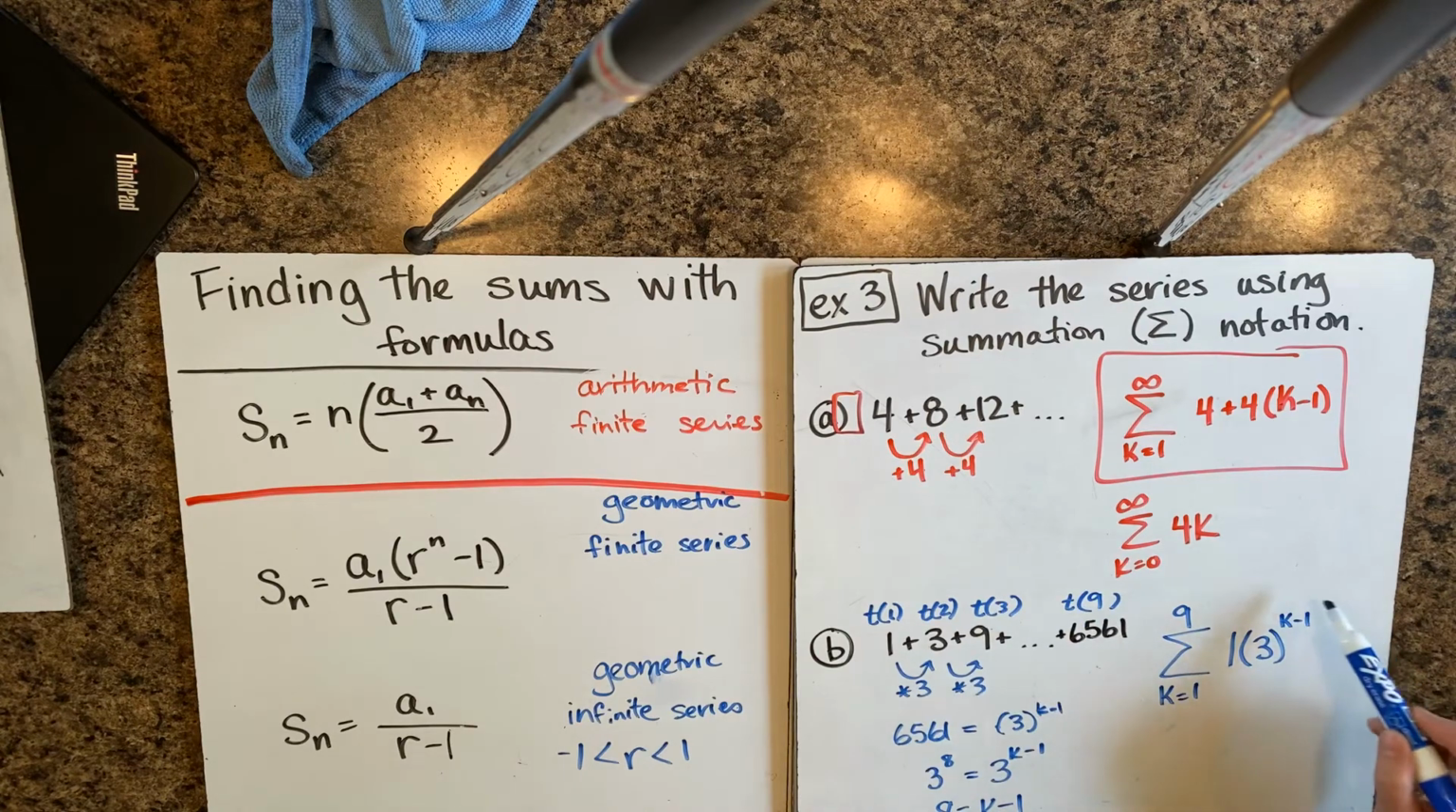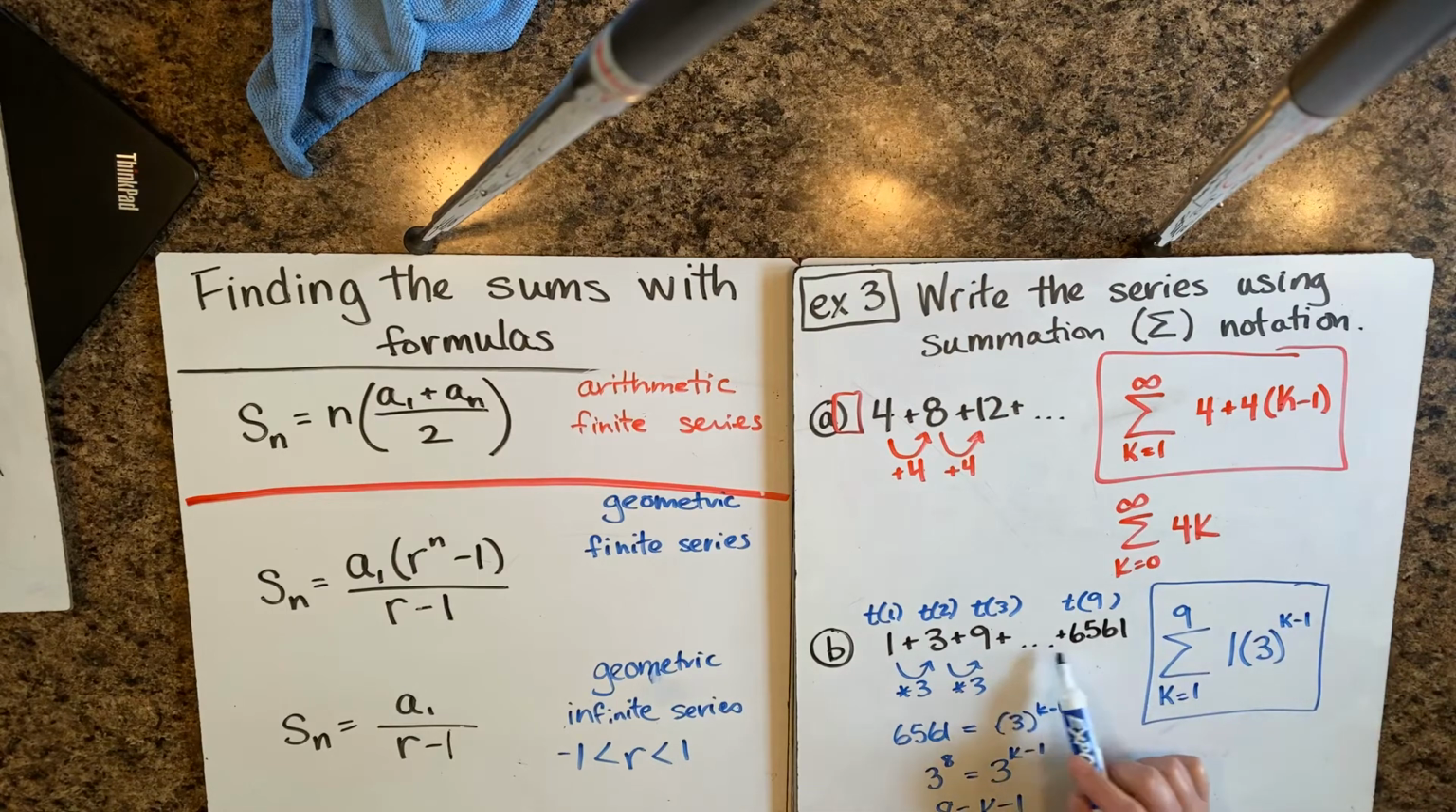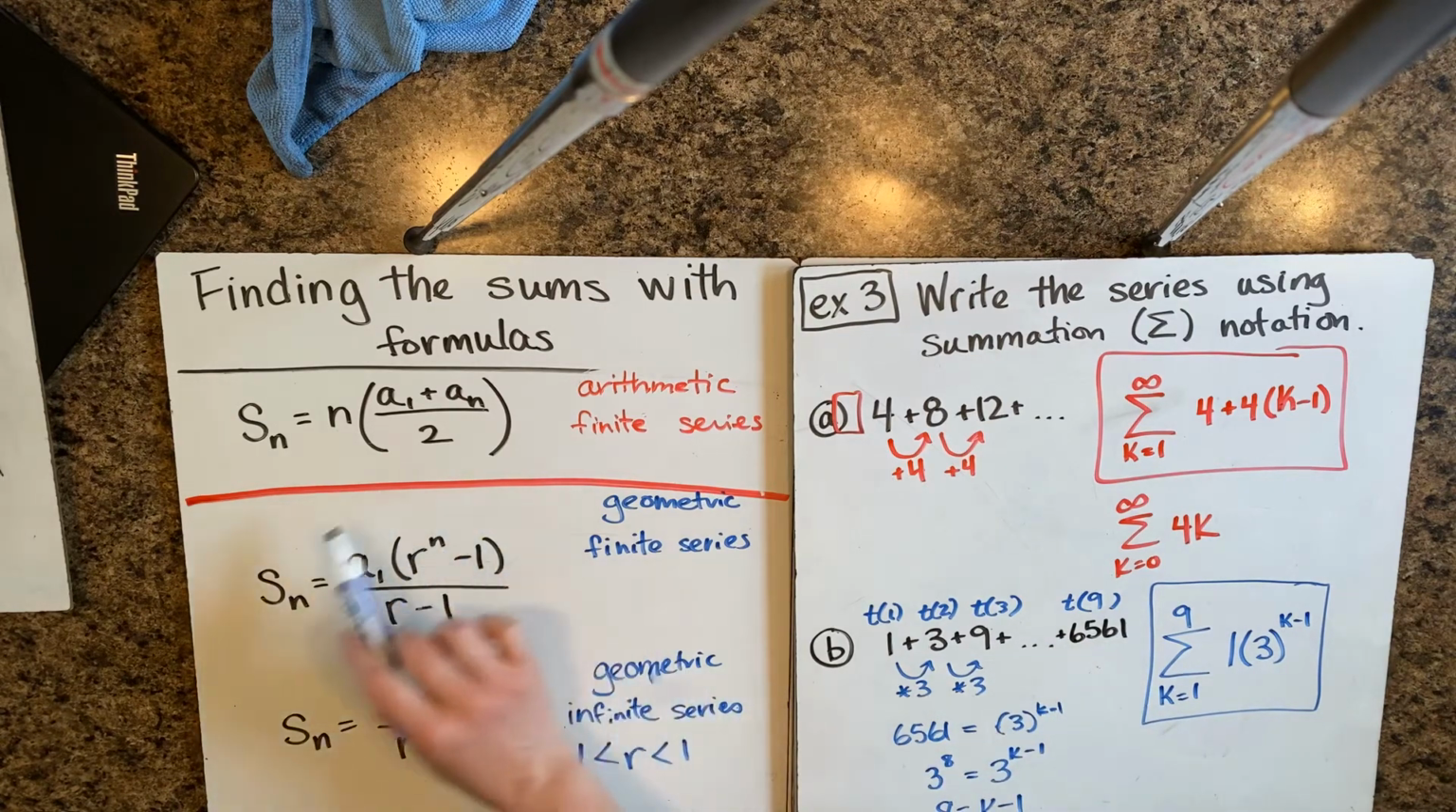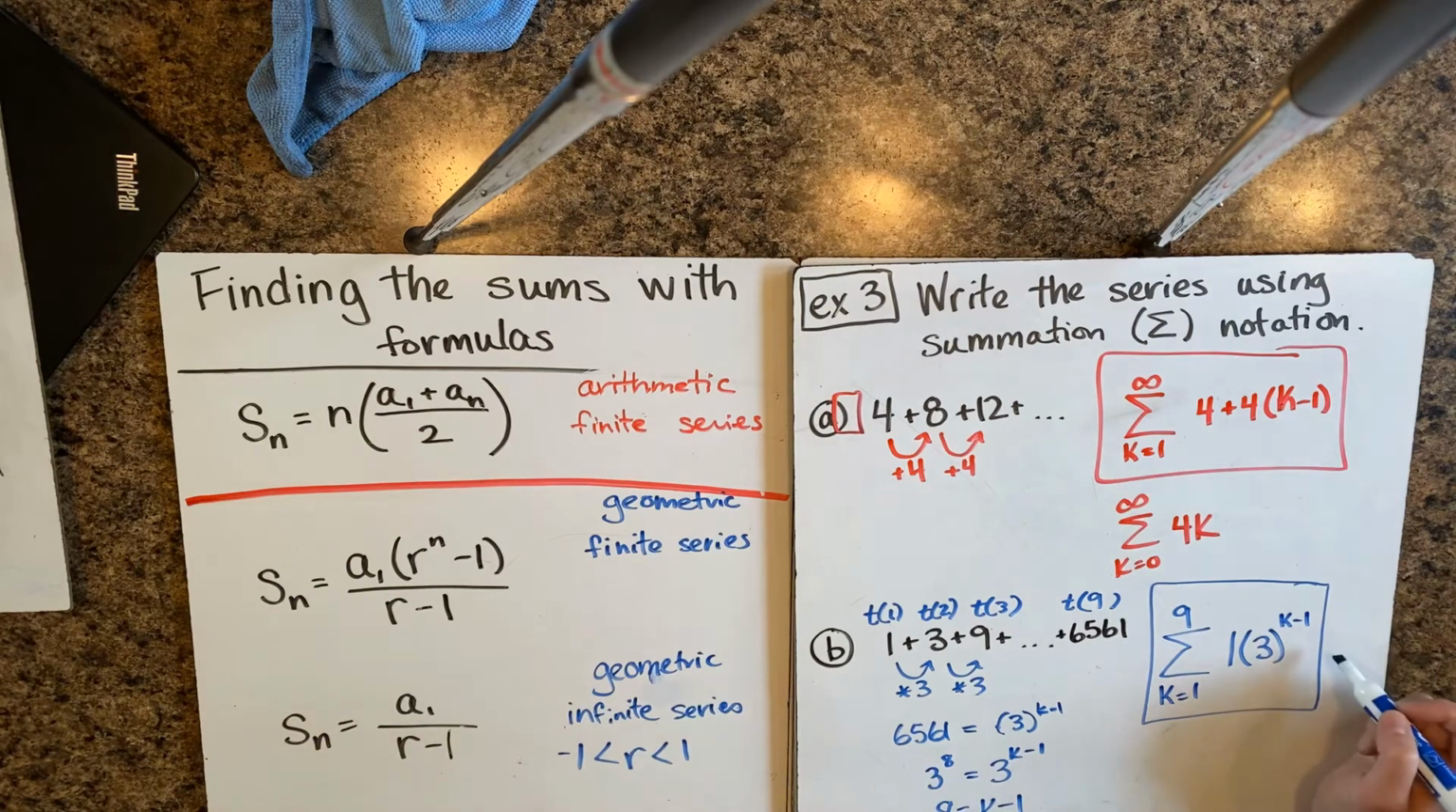So here I go. This is how I write it. And again, because this is a finite series, it ends, it has one final term, I can actually use this formula to help me find the sum. But this just asked me to rewrite it in summation notation.